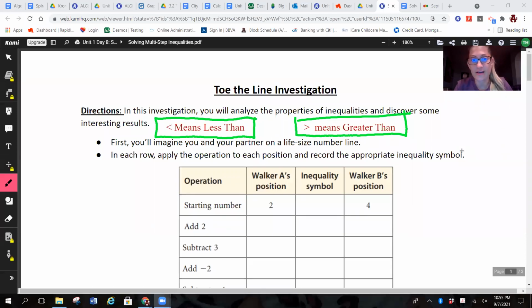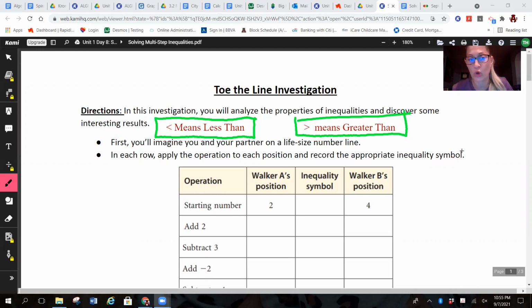Hey, Austin. Hi. We are in our packet, pages 30 and 31. This is solving multi-step inequalities, and we will start off with the Toe the Line investigation.